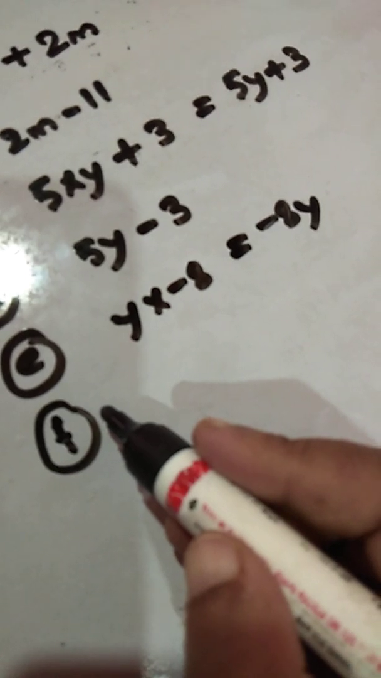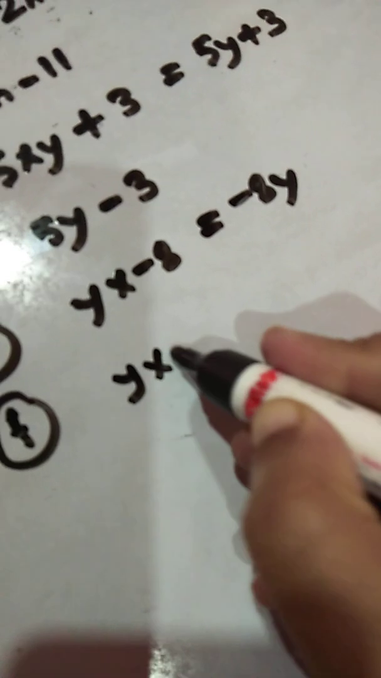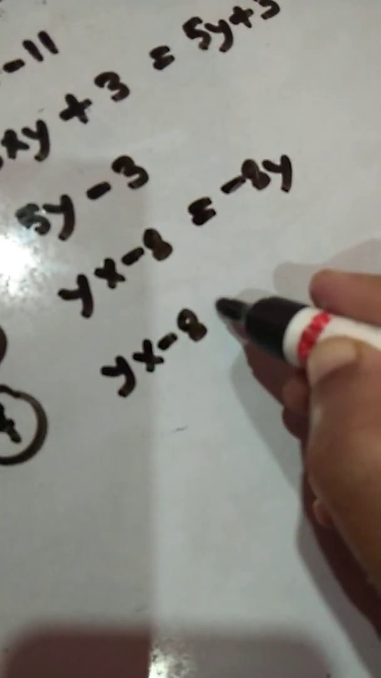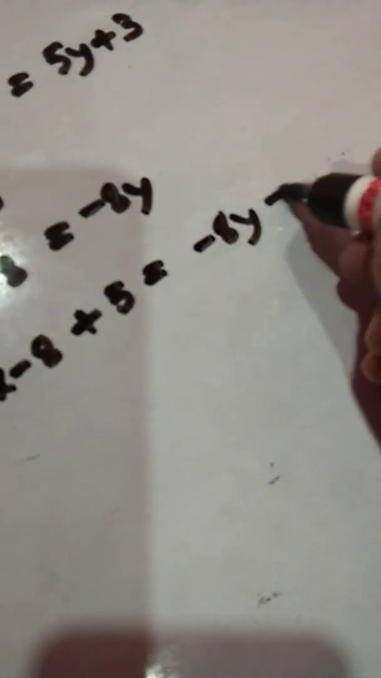Now f. Now what is there in f? Y is multiplied by 8 and then 5 is added to the result. Now first of all you have to multiply y with 8 and then you have to add 5 to it. So what is the result of this one? That is 8y plus 5. So this is the final expression.